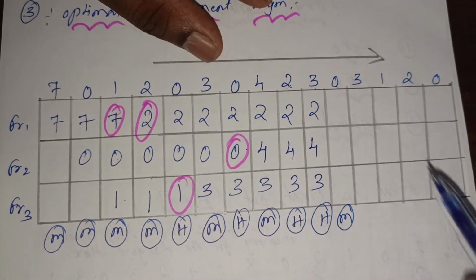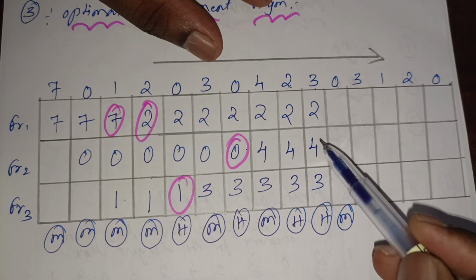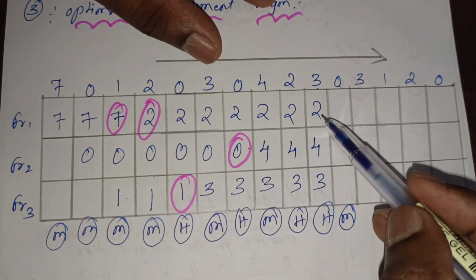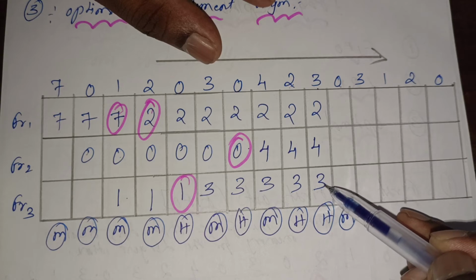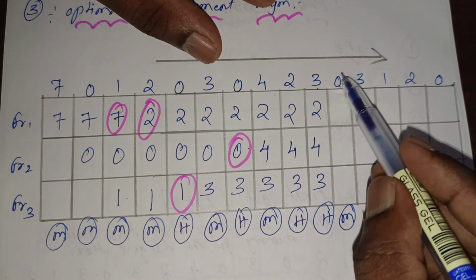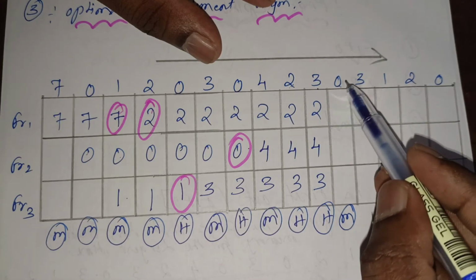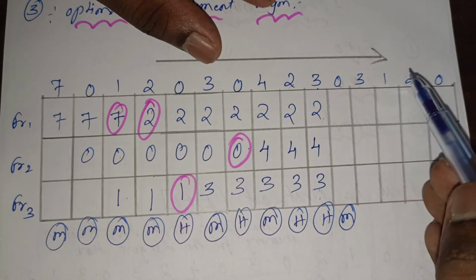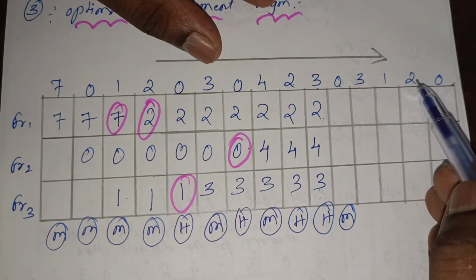Now we are going to check which particular frame and string, that is, which page will be replaced here. Now 2 is there, 4 is there, 3 is there. Now we are going to check in future which string or page is not used in future. So 3 is used here in future, and 1 is not there. 2 is next and 0.